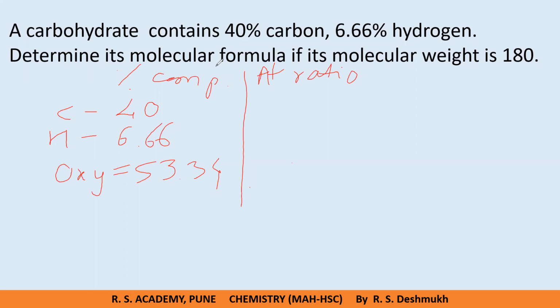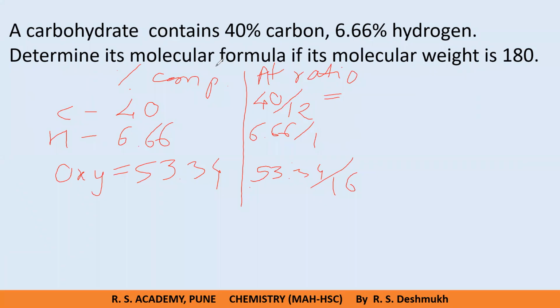Whenever anyone says calculate the atomic ratio, the method is very simple. Write the percentage composition upon the atomic mass of that element. So carbon is 12, so find out 40 upon 12. Second one is 6.66 upon its atomic mass, that is the hydrogen's atomic mass, which is equal to 1. And the last one is 53.34, the percentage of oxygen, divided by its atomic mass, which is 16. Is there any problem up to this point, dear friends? No, sir.